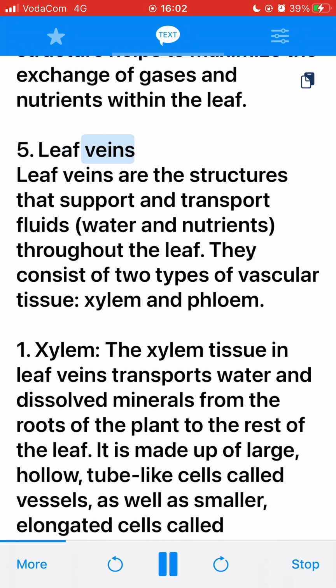5. Leaf veins. Leaf veins are the structures that support and transport fluids, water and nutrients, throughout the leaf. They consist of two types of vascular tissue, xylem and phloem. 1. Xylem. The xylem tissue in leaf veins transports water and dissolved minerals from the roots of the plant to the rest of the leaf.